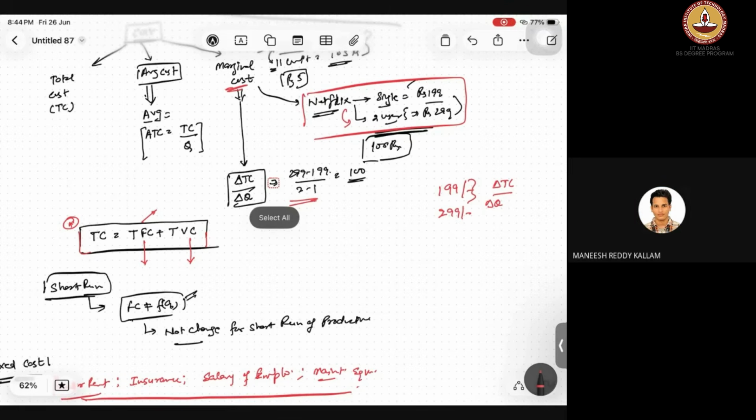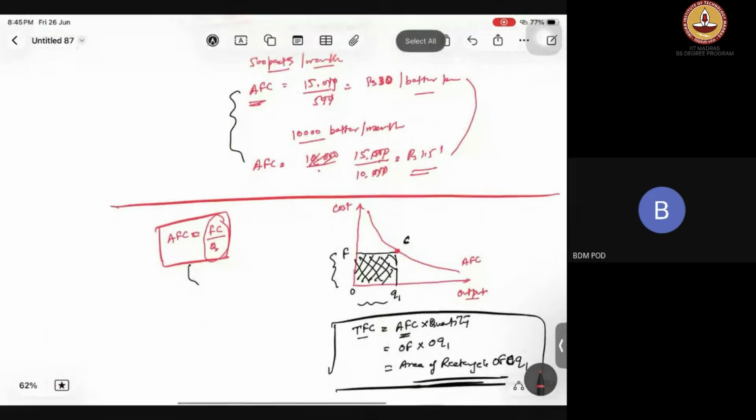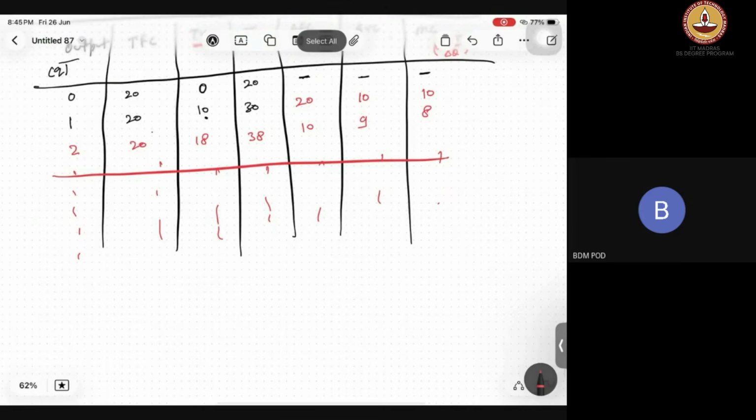Yes, sir. So similarly, you can just plot it, and because I don't have time to make the whole table, I'll restrict it up to this particular point. Fine. Now I am going to discuss a very important topic, that is the opportunity cost.